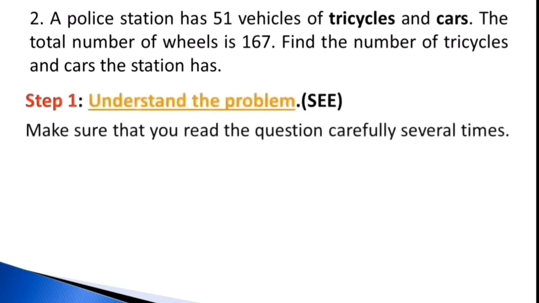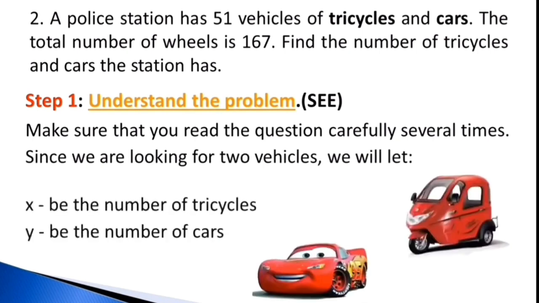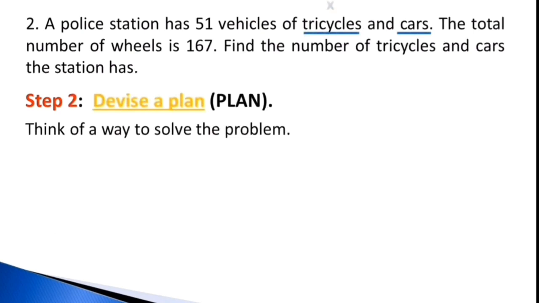So again, the first step is to understand the problem. By reading it again and again, you're probably able to have a possible solution and really understand the given problem. Here, we are talking about vehicles, which are tricycles and cars. We can represent these two vehicles as x, the number of tricycles, and y, the number of cars. The second step is to devise a plan.